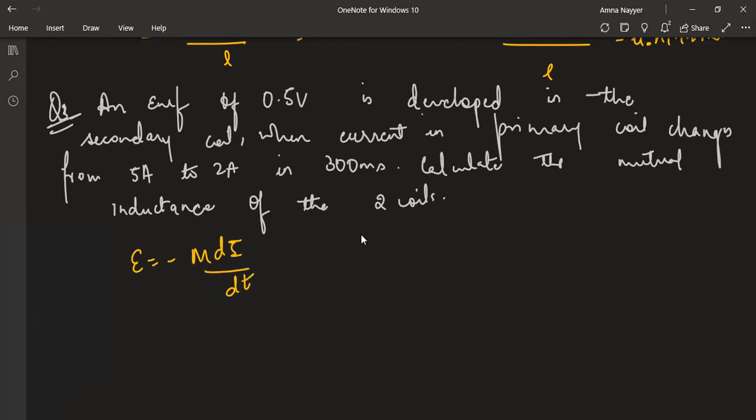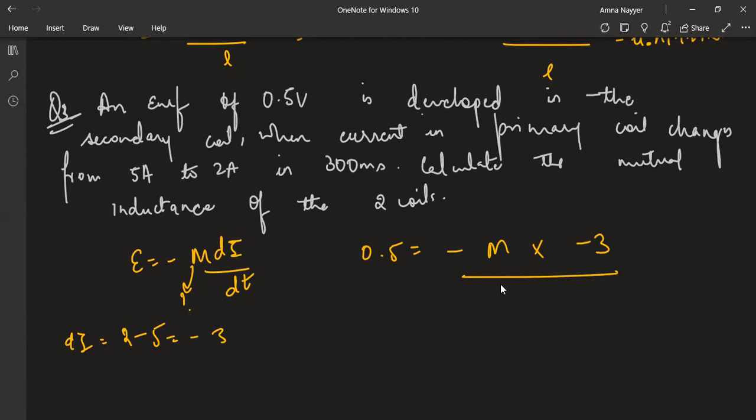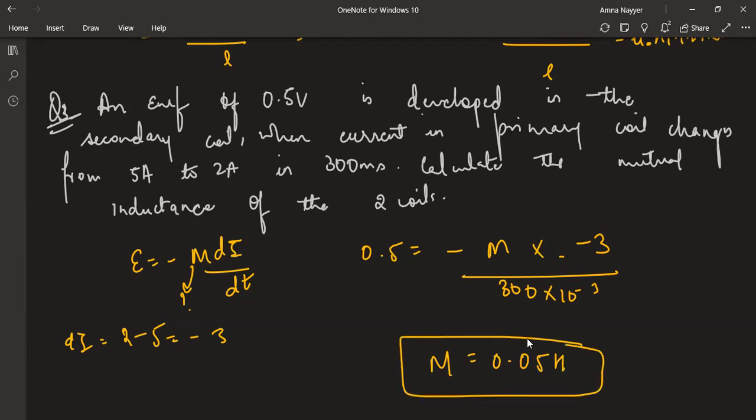So, what do we have to find? We have to find out M from here. EMF is 0.5, M is unknown. Current changes from 5 to 2, so 2 minus 5, the change in the current will be minus 3. So, this will become minus 3 by 300 milliseconds, 10 to the power minus 3. So, 100, then minus minus will become positive. M will be 0.05 Henry. All right, note it down.